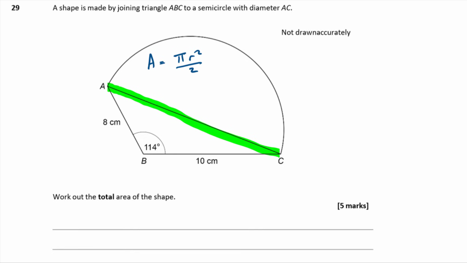Okay. Now the area of the triangle is going to be fairly straightforward because it's a non-right angle triangle where we know two sides and the included angle. We can just use the trigonometric formula for area of a triangle, which is area equals a half ab sine C. We know everything in there, so we can work that one out, no problem at all. That's going to be a half times a, which is 8, times b, which is 10, times the sine of 114. So that's just tap it into the calculator and find out what the answer is. That's the easy squeezy bit.